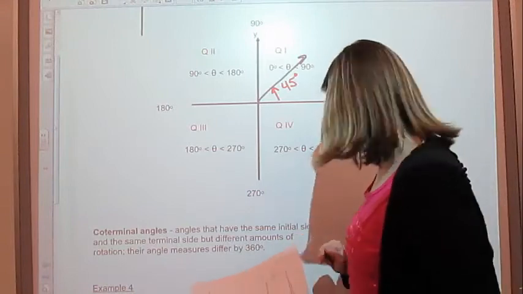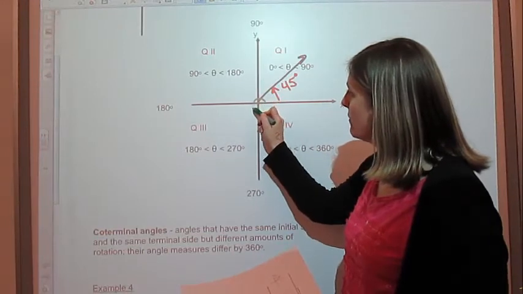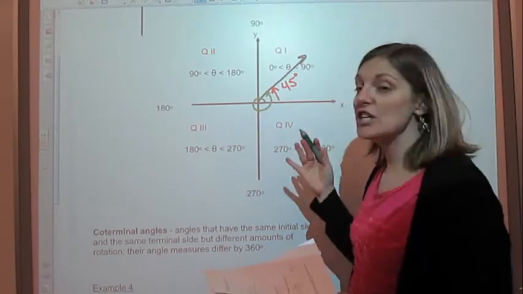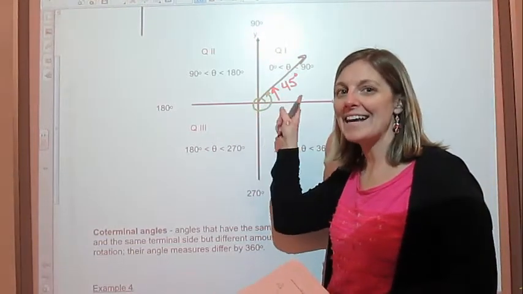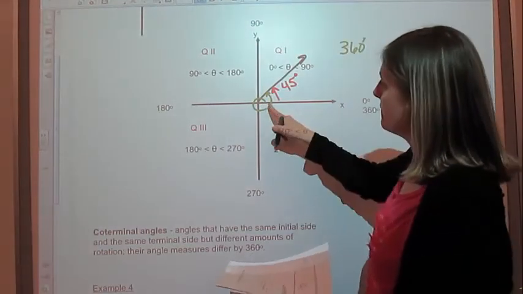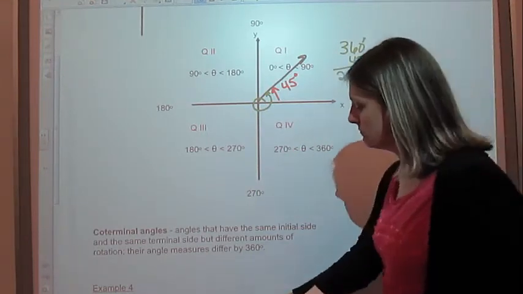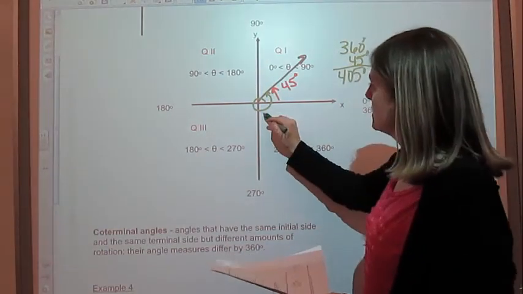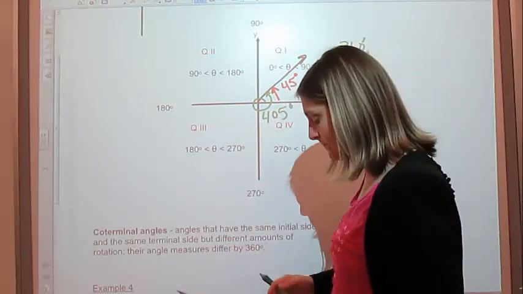Well, we could also measure that by looking at one full rotation. So if we start here on the initial side and we make a full rotation, and then we end up at the terminal side, that's a coterminal angle, but it has a different measure because you have one full circle added to that angle measure. So that angle would be 360 because of that full circle, plus the 45. So that should be 405 degrees. So that angle measure is 405 degrees. Okay, so those are coterminal angles.